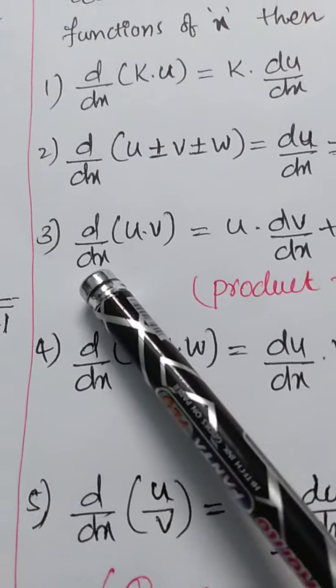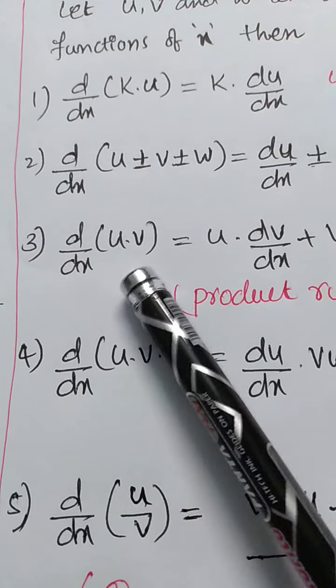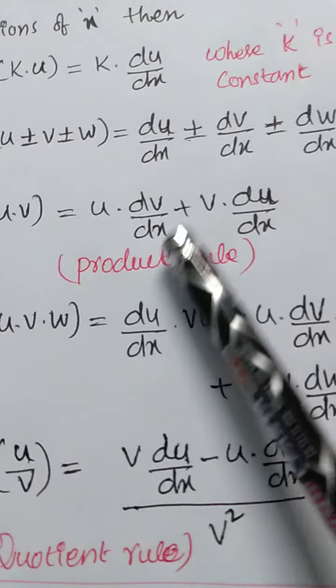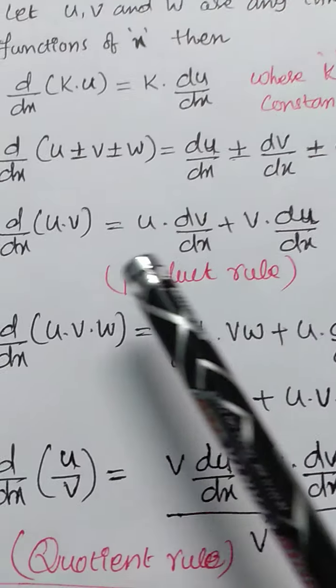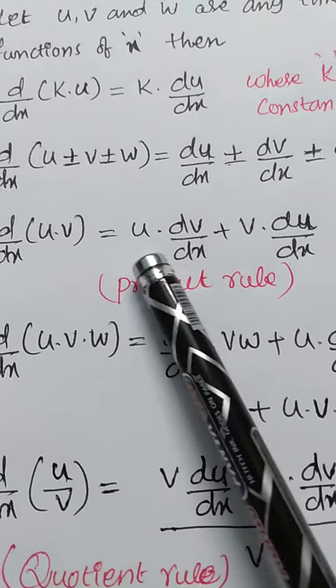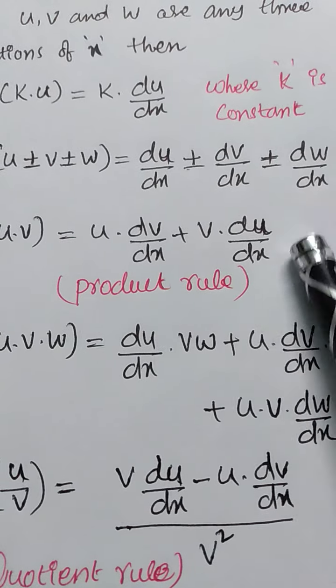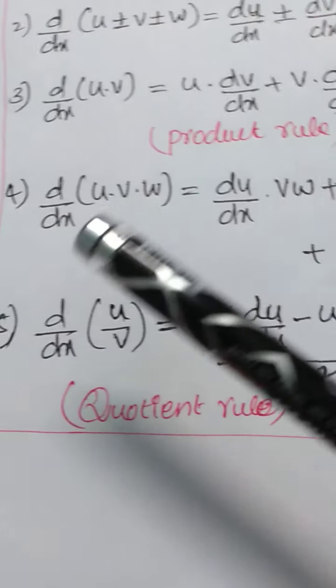Differentiation of u into v is called the product rule. Differentiation of u into v is equal to u into dv by dx plus v into du by dx. Okay, differentiation of first function into second function is equal to first function into differentiation of second function plus second function into differentiation of first function.